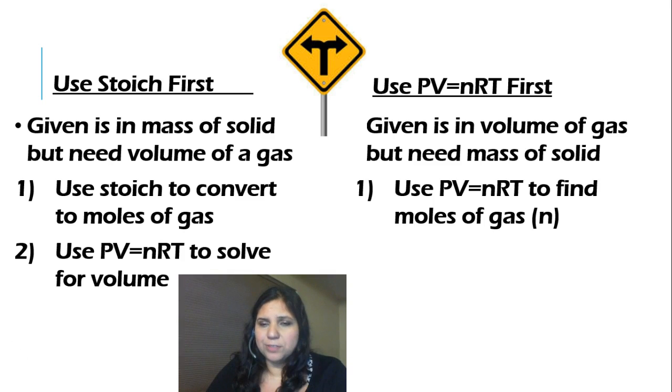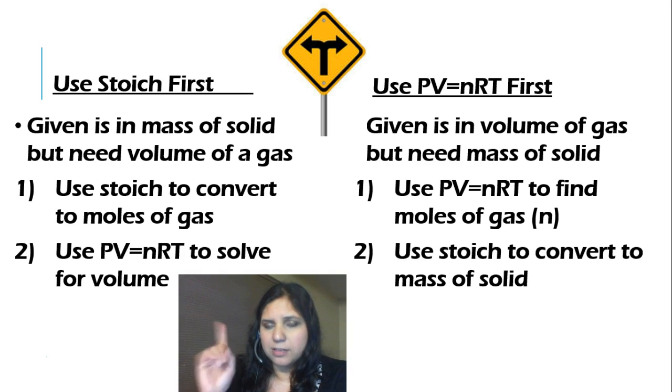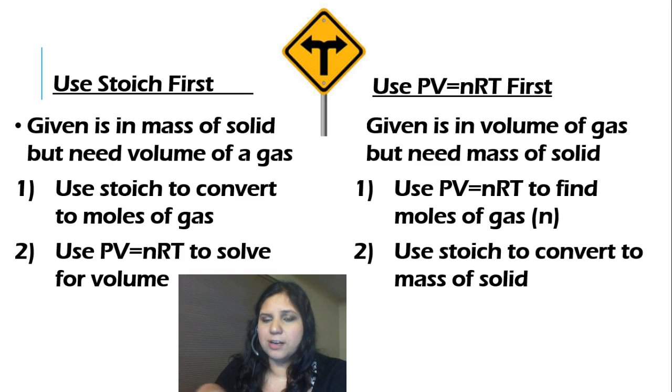When you are using PV=nRT first, because you're given the volume of a gas, you would use PV=nRT to find the moles of that gas. You'd find the n. Then you would use stoichiometry to figure out the mass of the solid.